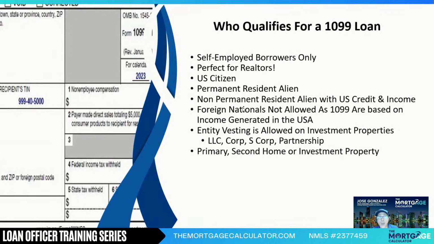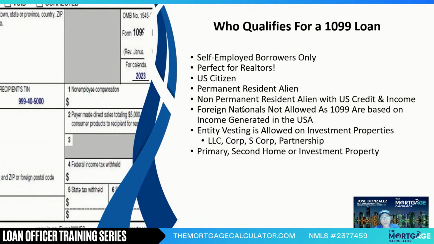So, who qualifies for a 1099 loan? Well, I already made a mention. We're talking about self employed borrowers only. 1099 loans are perfect for realtors, right? All realtors get 1099s. U.S. citizens, permanent resident aliens, non permanent resident aliens with U.S. based credit and U.S. based income.